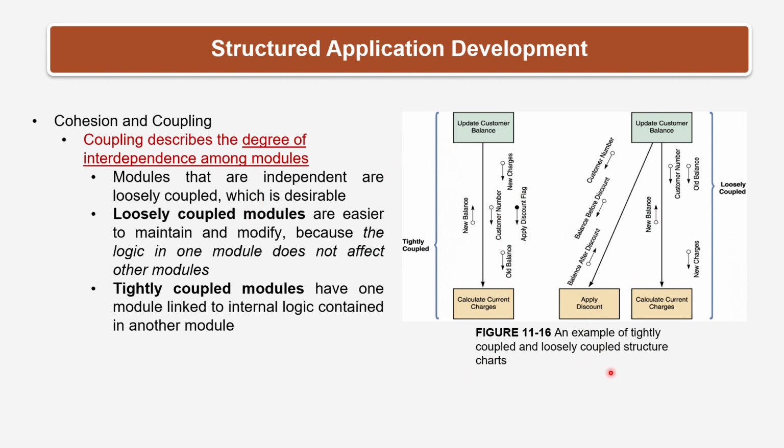This is an example of a tightly coupled and loosely coupled structure chart. Coupling describes the degree of interdependence among modules. Modules that are independent are loosely coupled. Loosely coupled modules are easier for you to maintain and modify because the logic in one module does not affect other modules. Tightly coupled modules have one module linked to the internal logic contained in another module. So this one is tightly coupled, this one is loosely coupled.